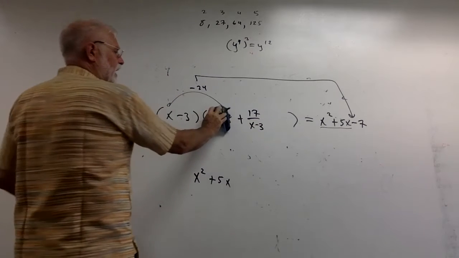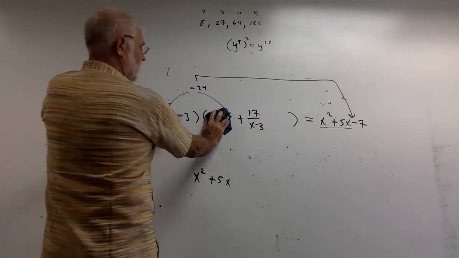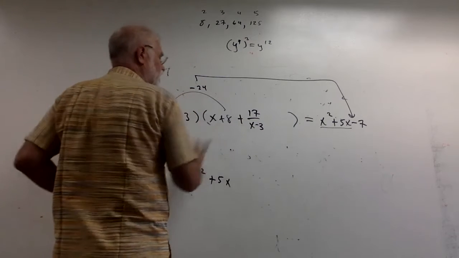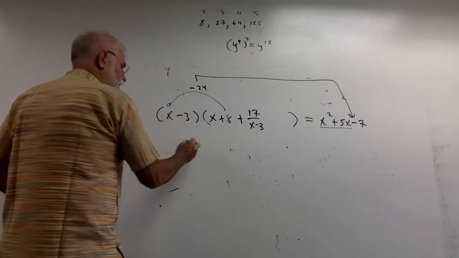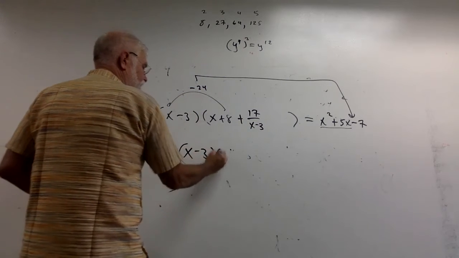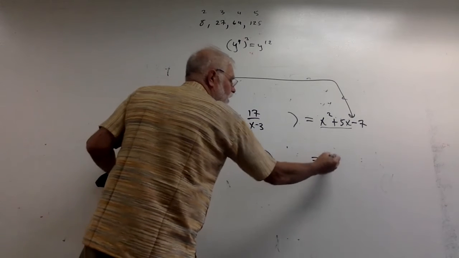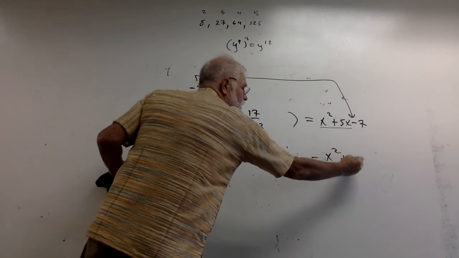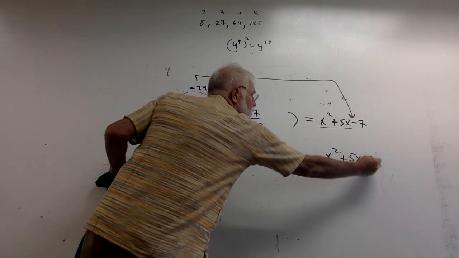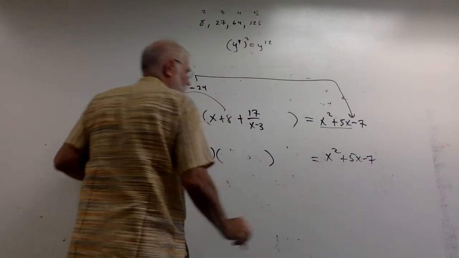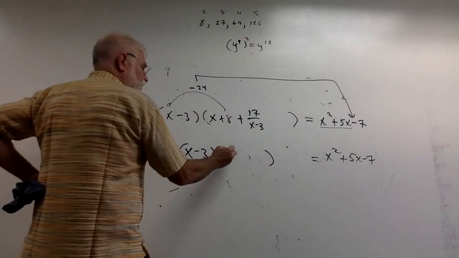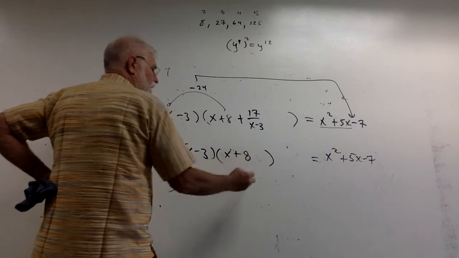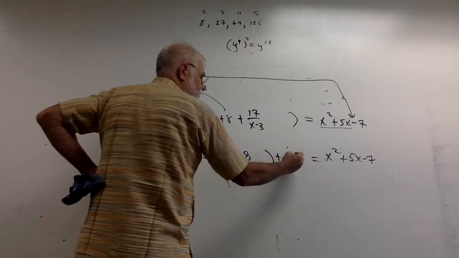And I hope you can see that after you do the foiling here, the x minus 3's cancel. That's what changed the constant. But I'm going to write it like this, because I'm going to show you how you can find out if you're right or wrong. I hope I wrote that well. I could have written this as x plus 8, and I could have put the remainder outside.